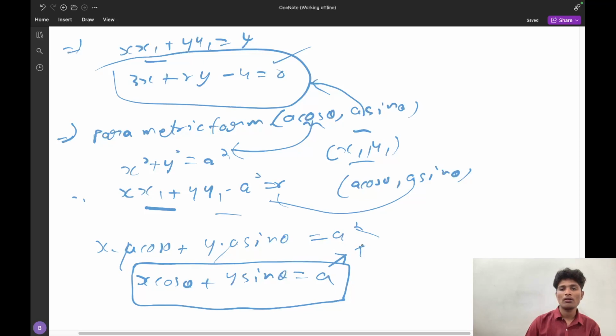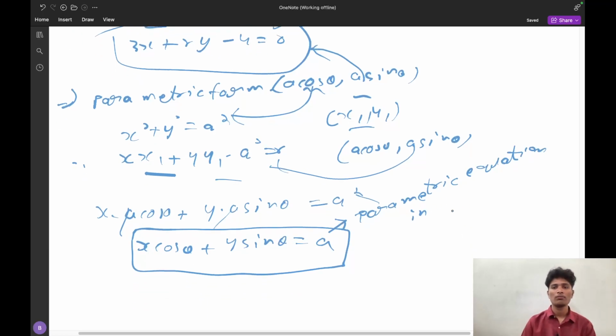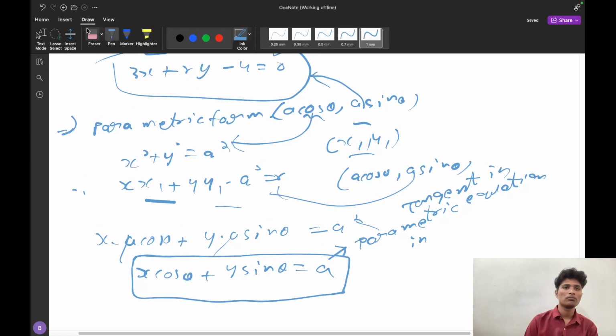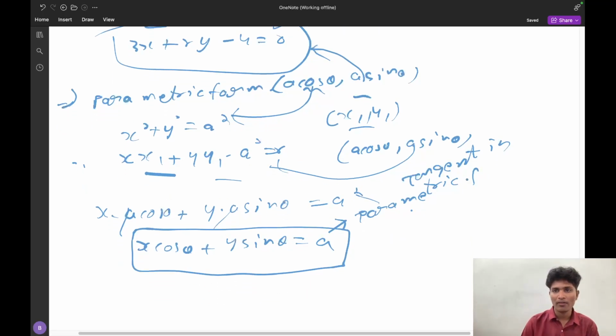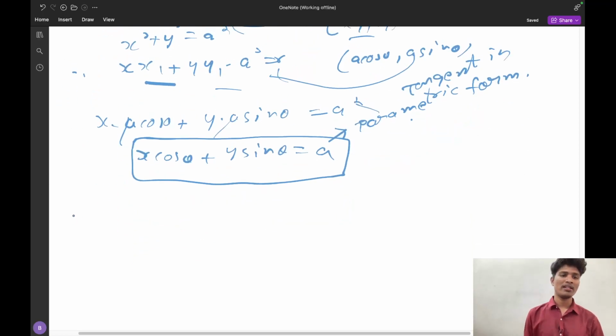This is called the parametric equation, that is the tangent in parametric form.